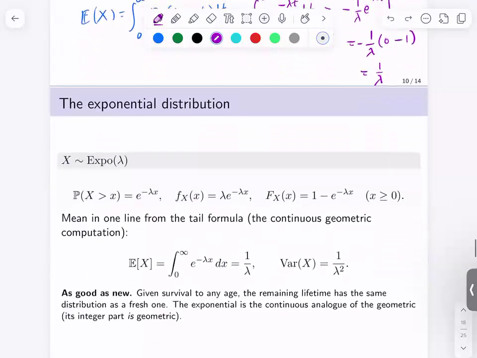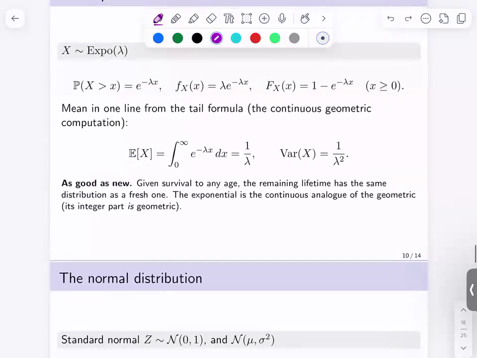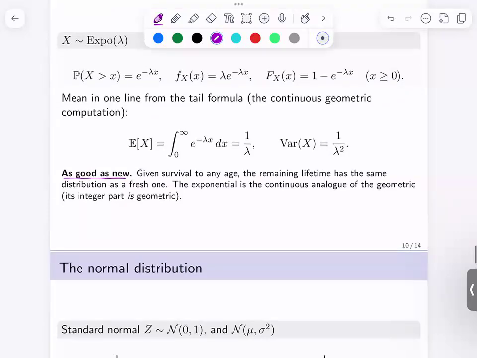So this is the equivalent of the geometric random variable. The rough thing to remember is that things are as good as new. Given survival to any age, the remaining lifetime has the same distribution as a fresh one. This does not hold for many things, but if it holds, then it should have the exponential distribution. Questions about this? Comments?